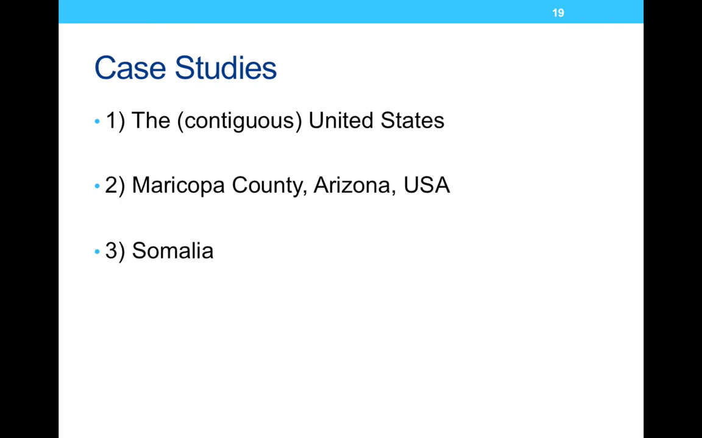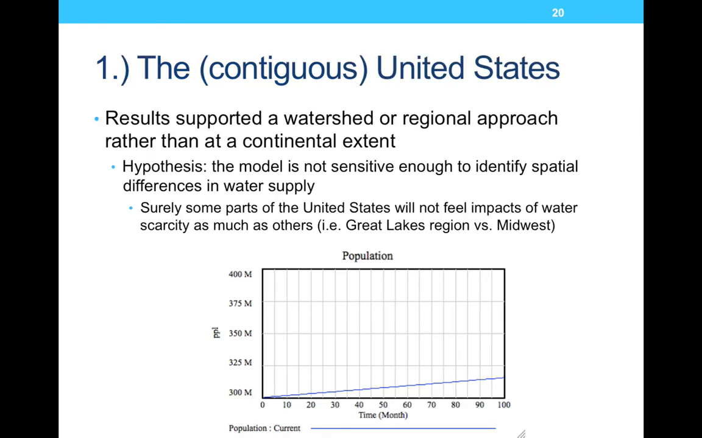Let's take a look at some results, and as I mentioned before, we have three case studies: the contiguous United States, Maricopa County in Arizona, and Somalia. Let me walk you through some key results. And in the lecture folder, you have the CEWA models for each of these cases, for the U.S., for Maricopa County, and for Somalia, that you can look at in detail.